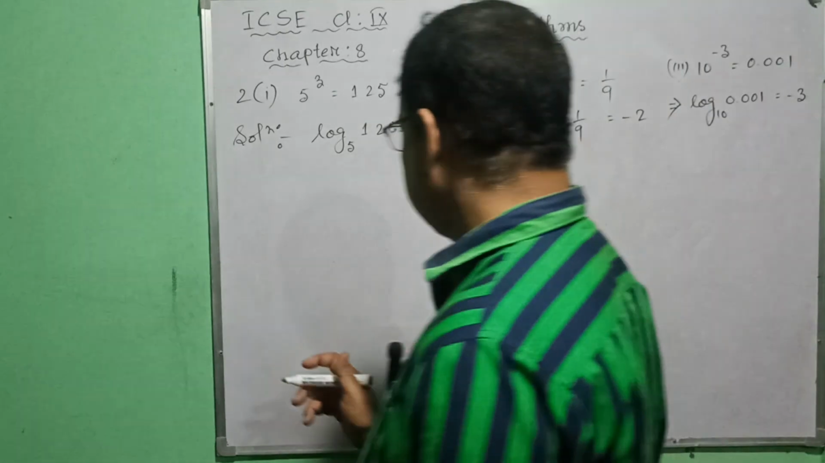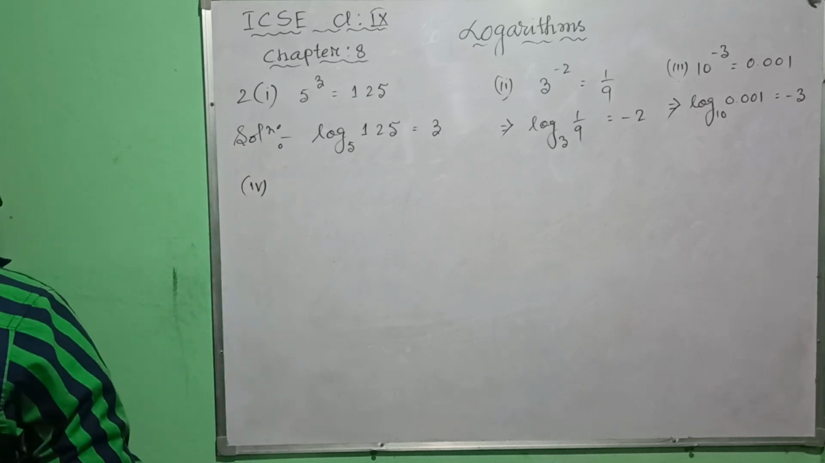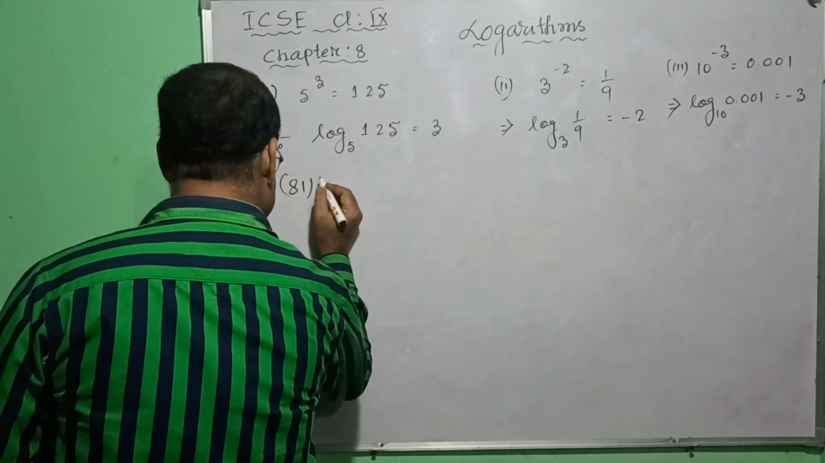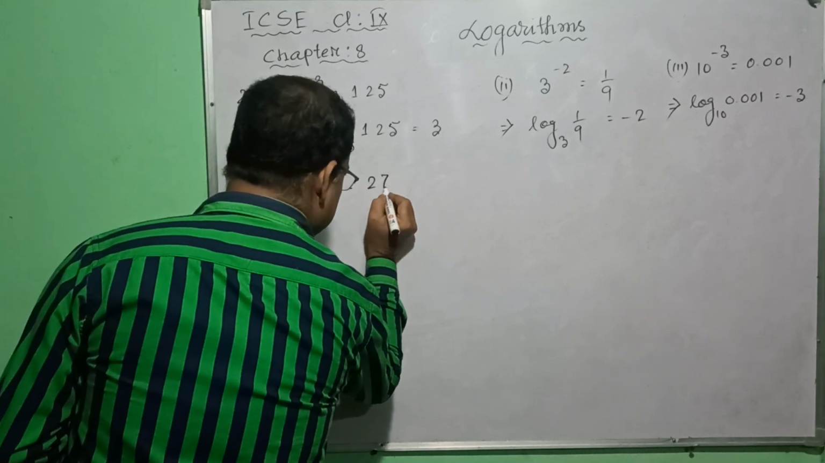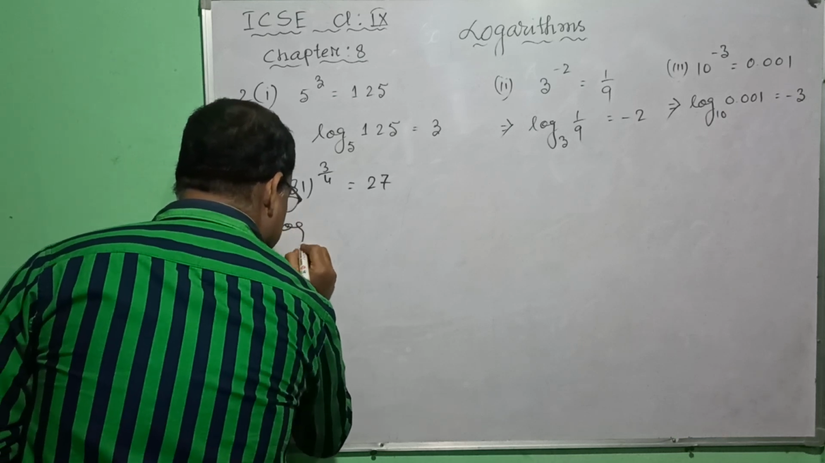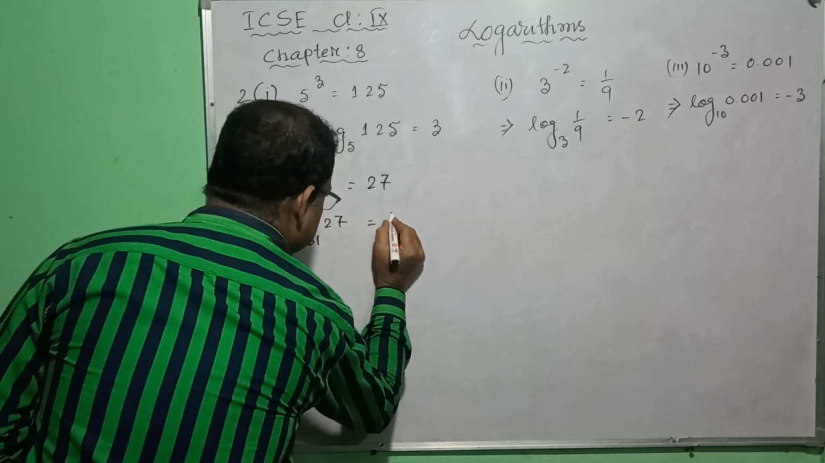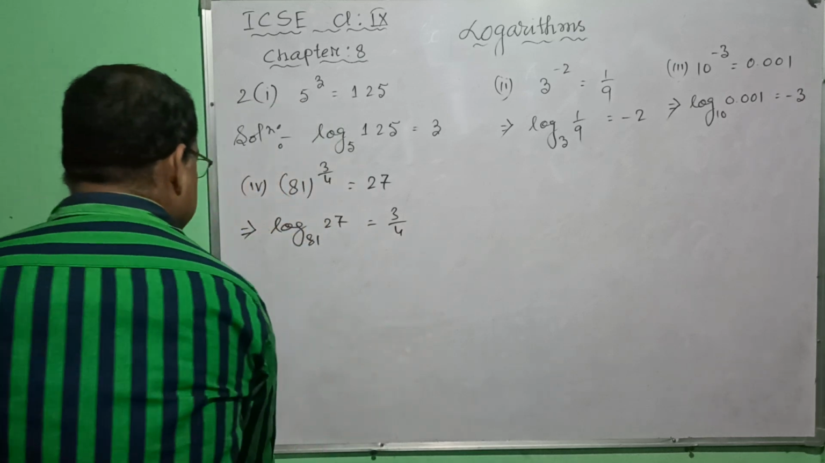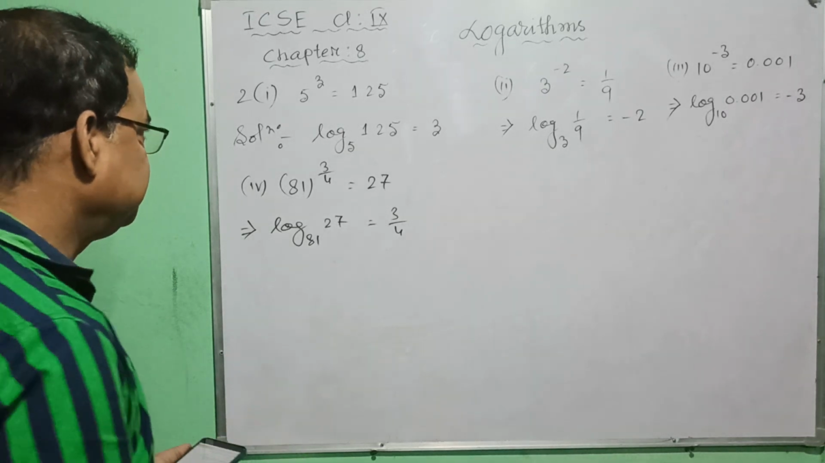In Roman 4, it is given 81 to the power 3 by 4 equal to 27. This implies we can write log 27 at base 81 equal to 3 by 4. So this is question number 2. In question number 2, here 4 numbers are given.